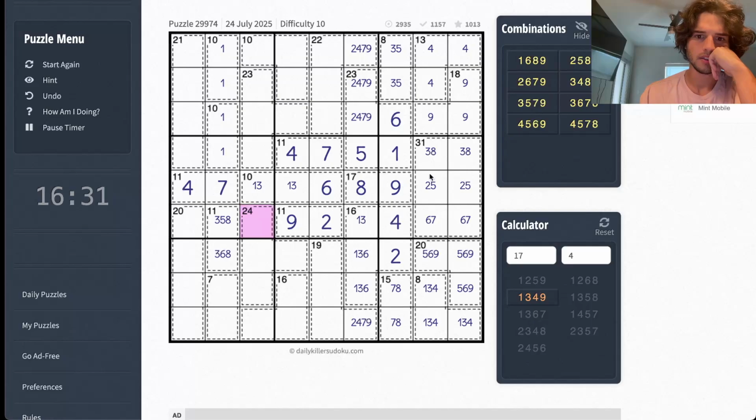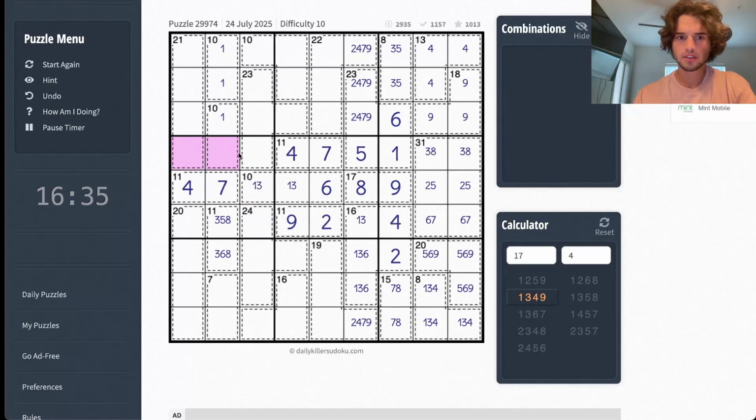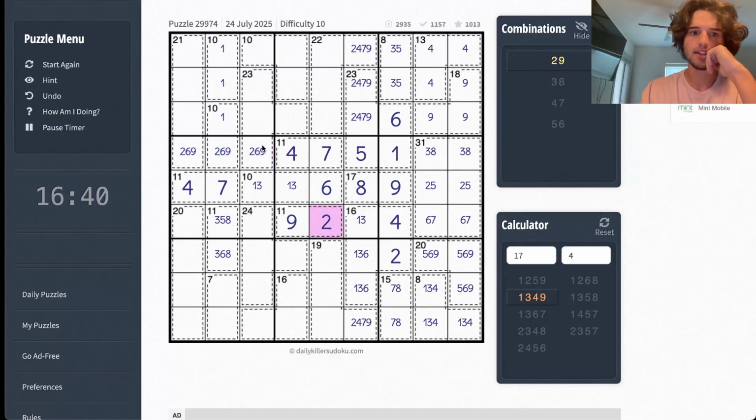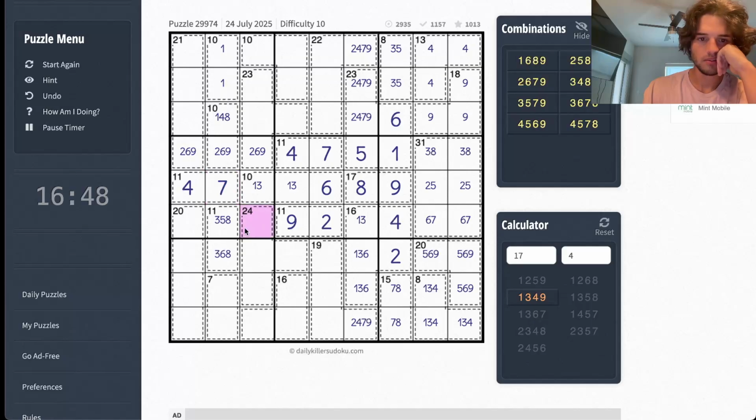Yeah, 3, 8. Yeah, that can't be a 1. So that's a 6, 2, and a 9 because of that. And then that leaves us with an 8, 4, and 1 still. 1, 3, 5, 8 here. 2, 6, or a 9 here.